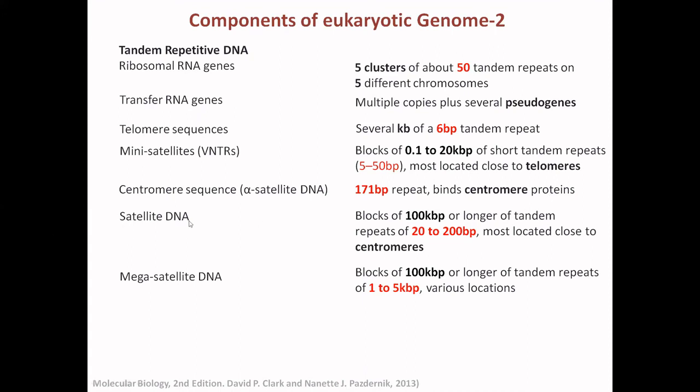Then there is the satellite DNA. It is blocks of 100 kbp or longer of tandem repeats, and each repeat unit is 20 to 200 base pairs, mostly located close to the centromeres. And megasatellite DNA, this is a block of 100 kb, meaning total block, and each repeat unit is 1 to 5 kbp, in various locations.